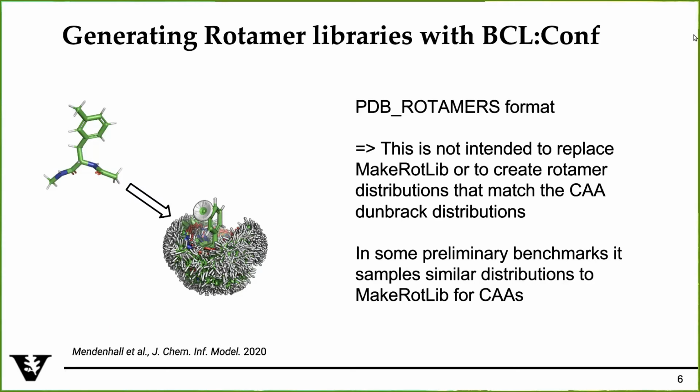And a disclaimer: this is not intended to replace make-rot-lib or create a rotamer distribution that matches the canonical amino acid Dunbrack distribution for certain applications that require the side chain probability given the set of phi-psi angles, such as Rosetta folding, protein folding applications. However, Ben did some preliminary benchmarking, and he saw that our BCL conformer rotamer library also samples a distribution similar to make-rot-lib in the canonical amino acids, as he mentioned before.